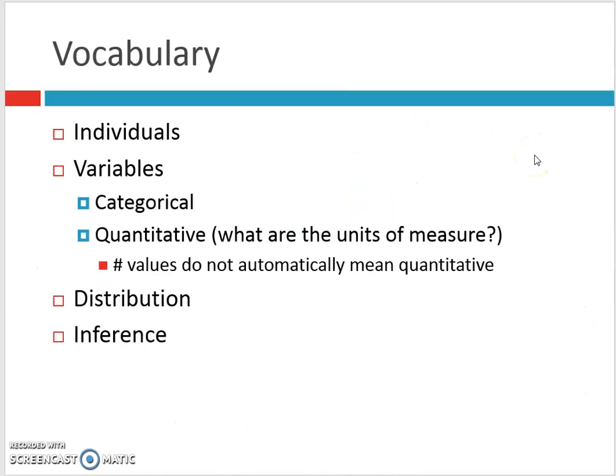So some of the vocabulary that we're going to be focusing on in this video: individuals, variables, and we're going to talk about the two different types of variables. And then we'll also talk about distribution and inference.